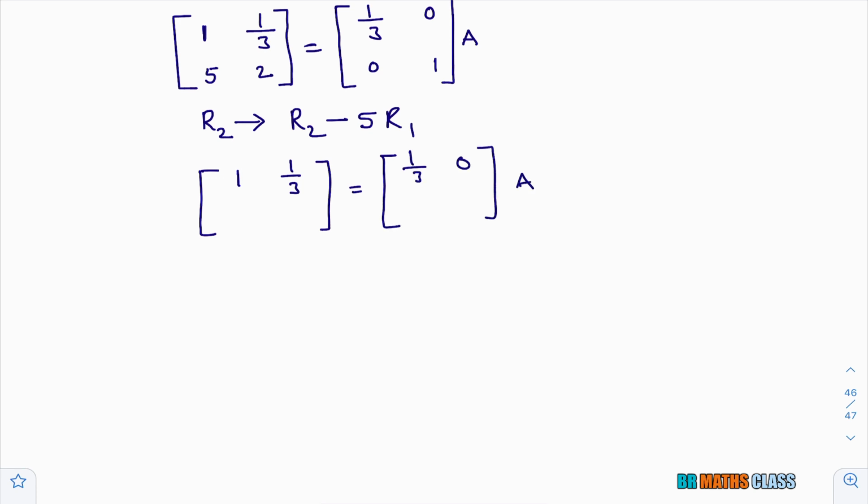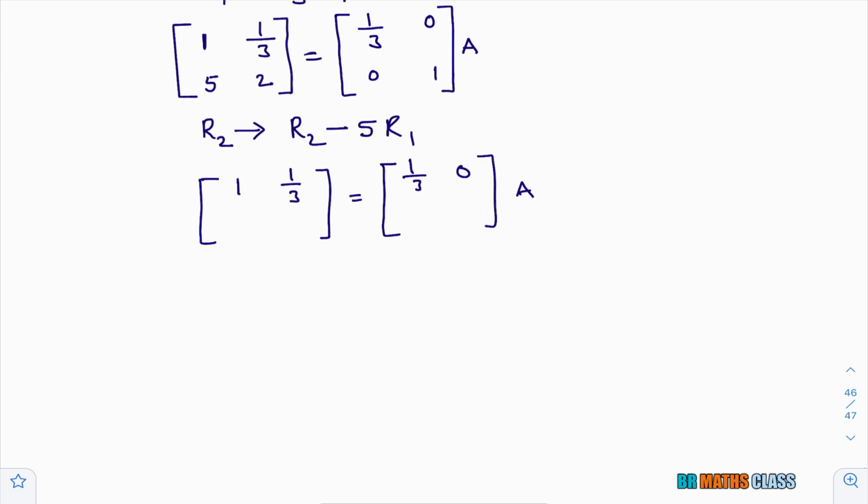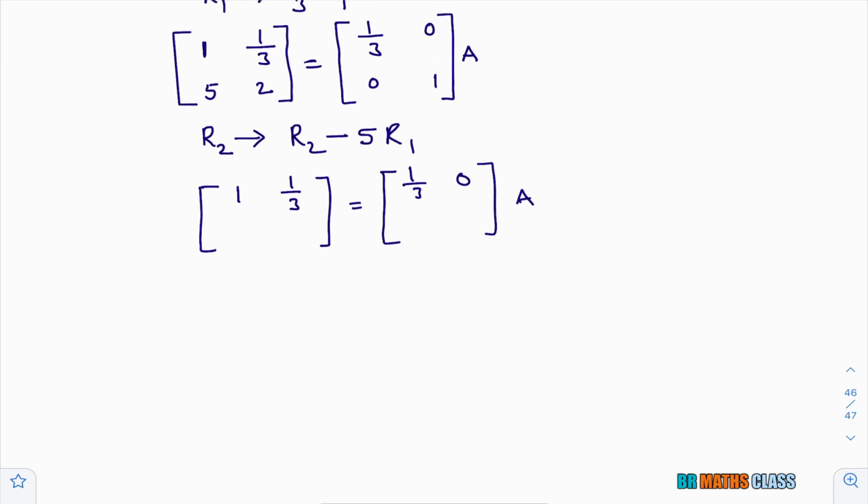Change is there only in R2. Okay. What operation do I need to use? R2 minus 5R1. See here, this is in R2. R2, 5 minus 5 times R1.